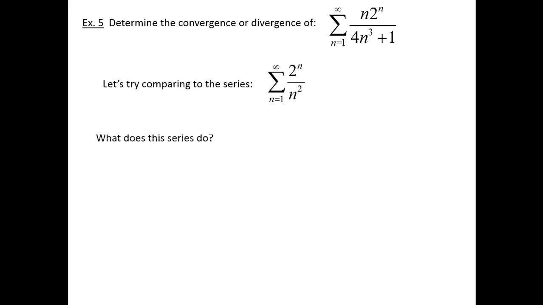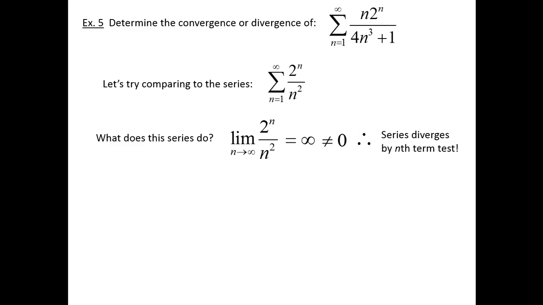One last one. We have the series n times 2 to the n over 4n cubed plus 1. And let's try comparing it to 2 to the n over n squared. Think about what this series does. First thing we always should try when we have an unknown series is our nth term test. So if you take the limit as n goes to infinity of this new series, you would get infinity, which of course is not 0, so that means that this series diverges by the nth term test.